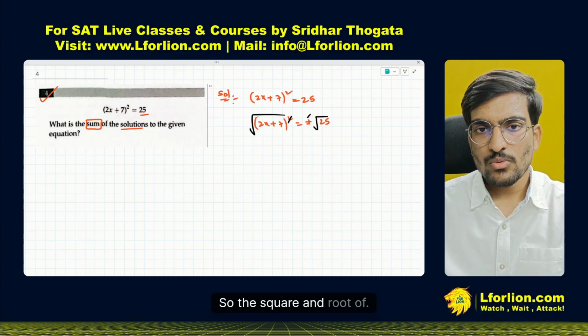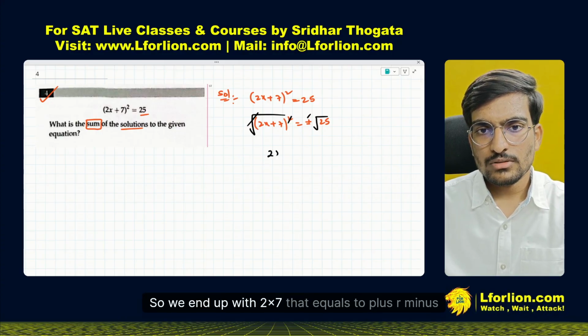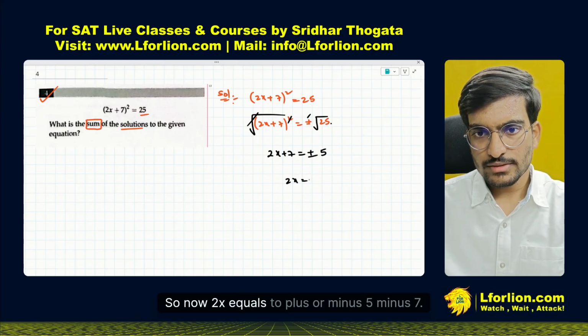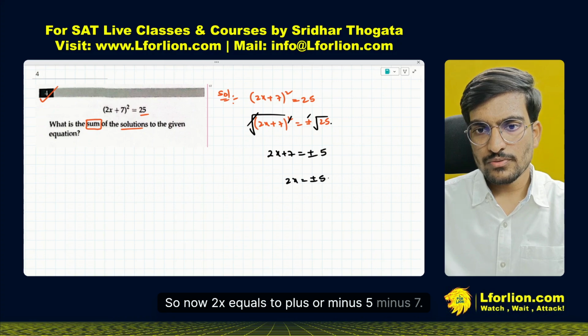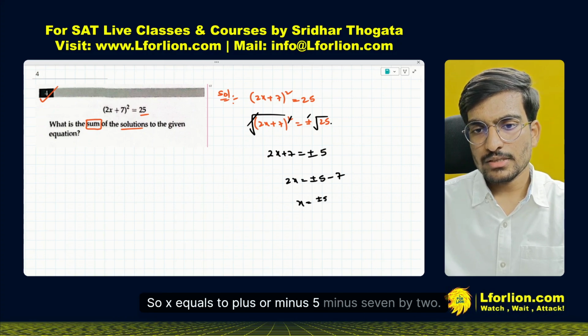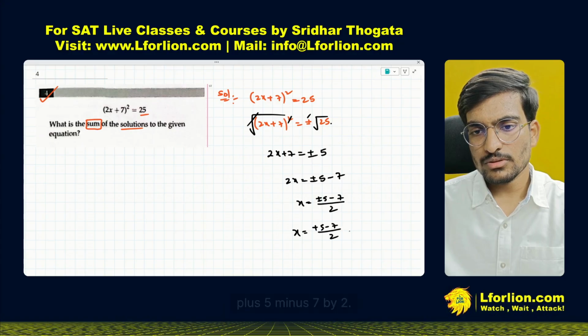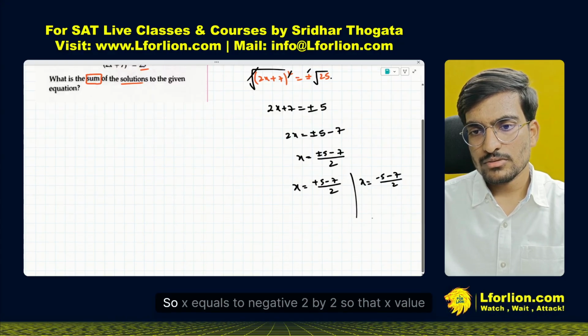So the square and root cancel off. So we end up with 2x plus 7 equals plus or minus root 25. Root 25 value is 5. So now 2x equals plus or minus 5 minus 7. So x equals plus or minus 5 minus 7, by 2. So I'll write this after splitting. x equals plus 5 minus 7 by 2, and the other one, x equals minus 5 minus 7 by 2. So x equals negative 2 by 2.